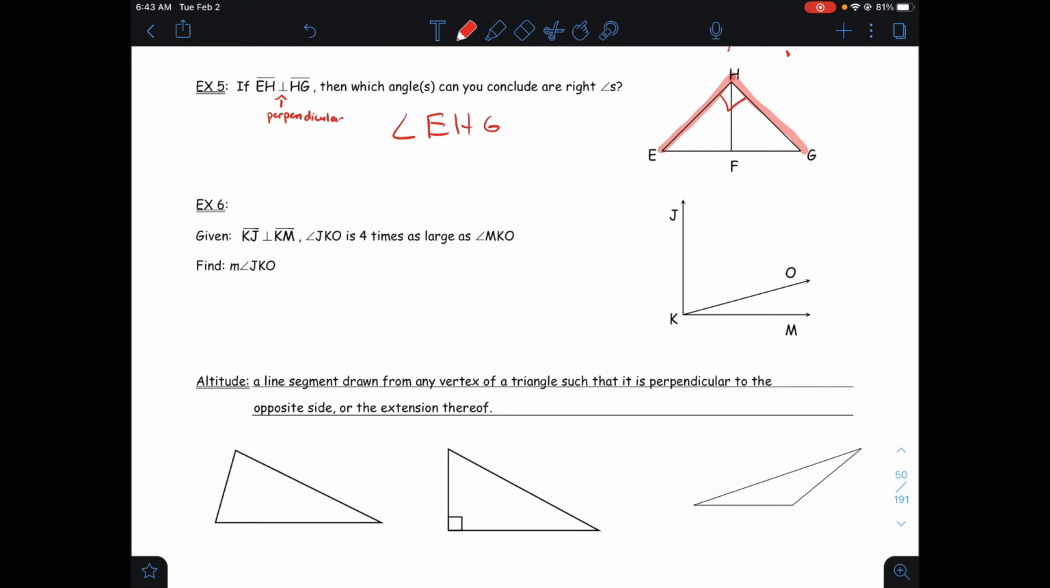All right, for example 6, it says, given that KJ is perpendicular to KM. So let's draw that in. We have KJ and KM. They said this is perpendicular, so we can draw in a little box there. It says JKO is 4 times as large as MKO. So it says find JKO. All right, so this is a tricky one.